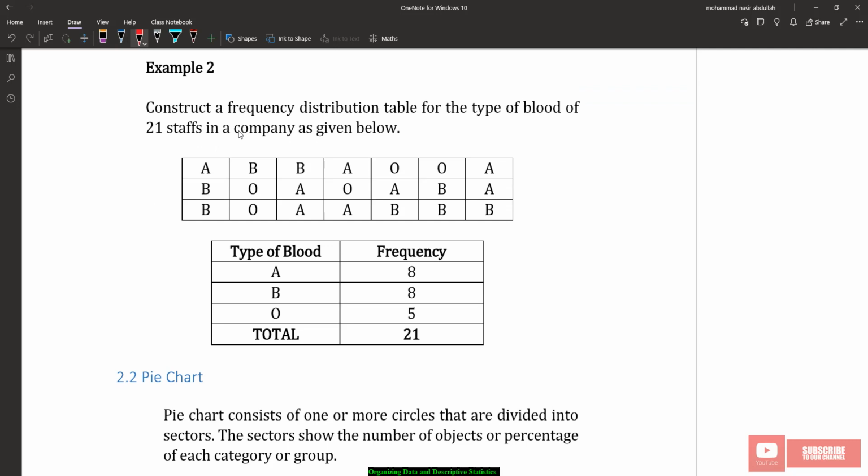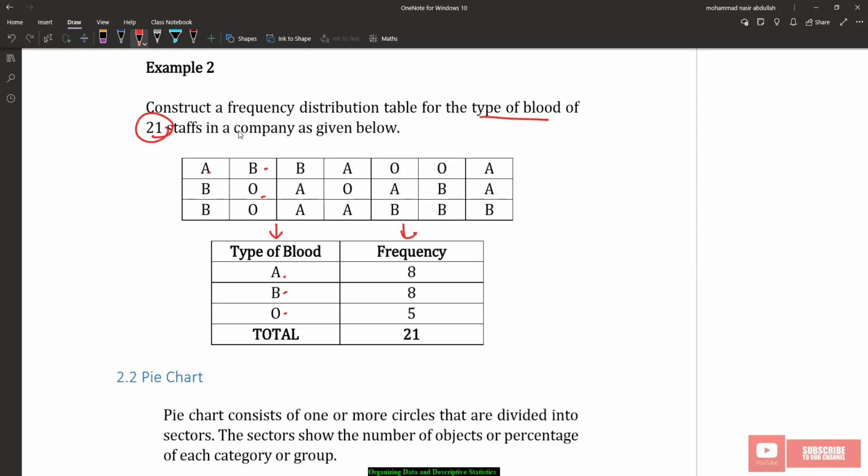Now next, here they say, here I already gave the answer basically. Construct a frequency distribution table for the type of blood of 21 staff in a company. So they give you raw data, which means this is ungrouped data. What we need to do is create two columns. Right? First is type of blood and frequency. So how many types are there? A, B, O, only 3, right? A, B, and O, put them here.